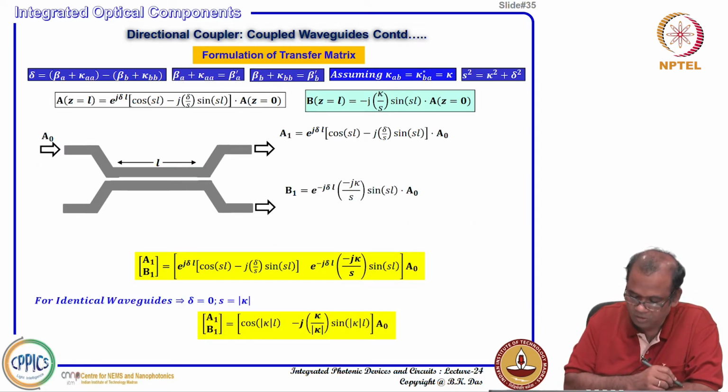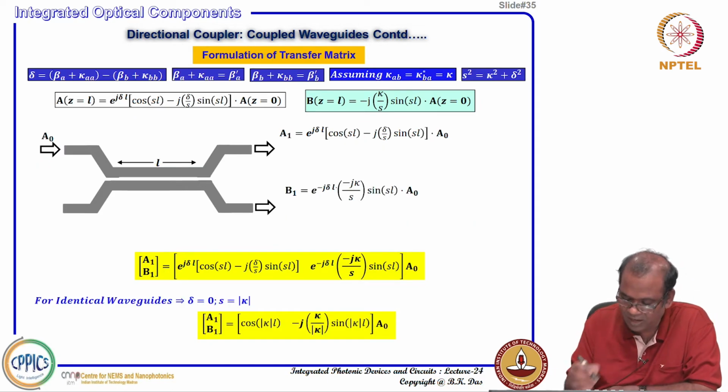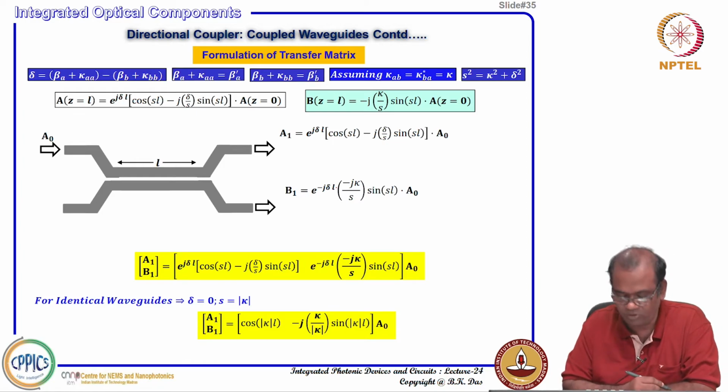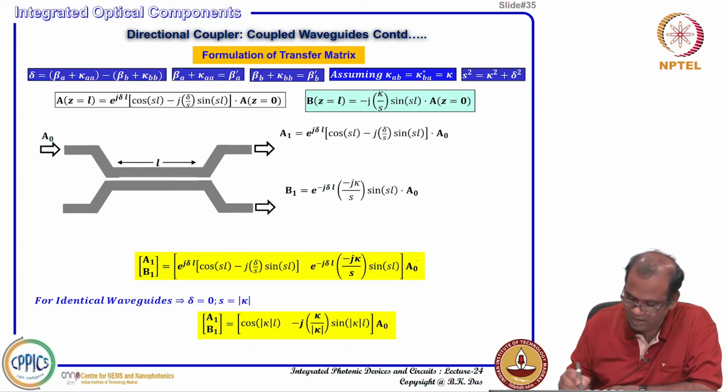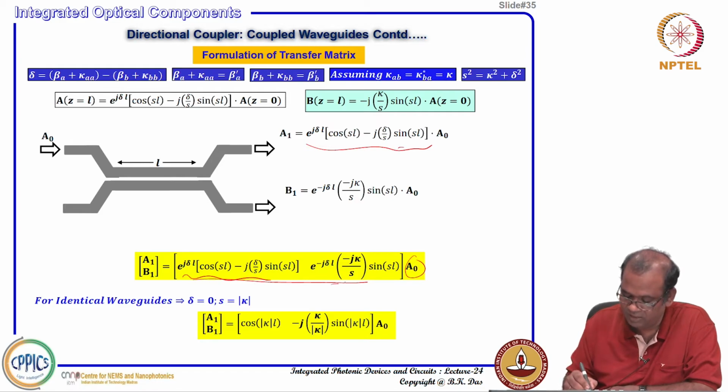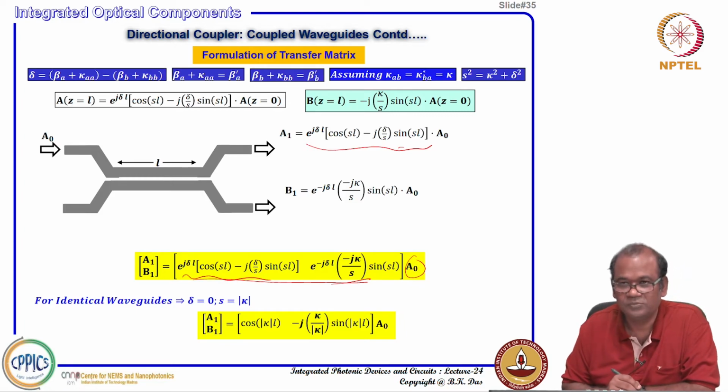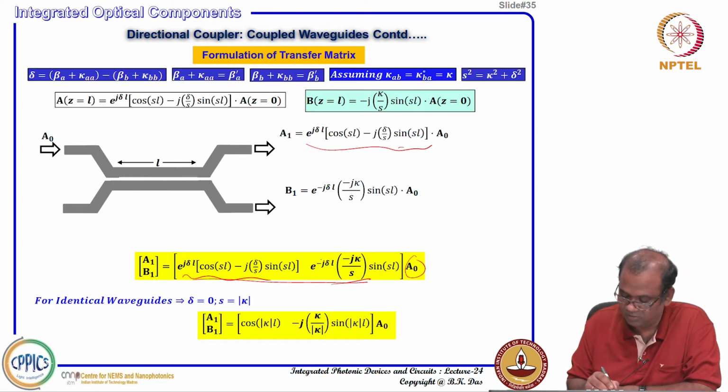Now, if I try to get a transfer matrix, how will it look? I have only one input, so I can have a row matrix. This is the value I have put as the first element and this is the second element. So we can write A1 and B1 something like this. A1 will be this one multiplied by A naught, and B1 will be this one multiplied by A naught. That is the matrix form we can write.